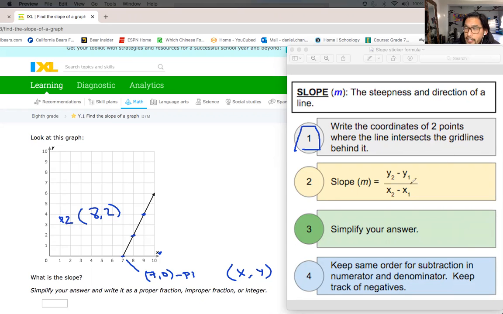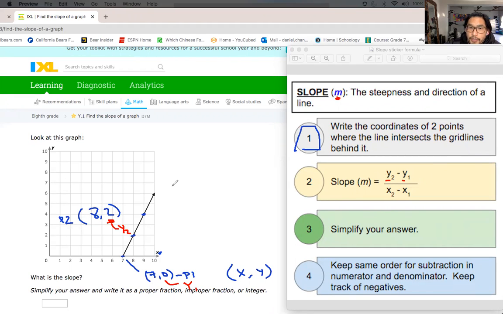Now I've got to use this formula: y2 minus y1 divided by x2 minus x1. That is the formula for finding the slope from coordinates. Remember, the little m is what we use in math to represent the slope. Now, y2 minus y1, those are the y coordinates of your 2 points. So this is the y coordinate of point 2, this one right here. This is y2. And then y1 is the y coordinate of point 1. So this is y1, 0.